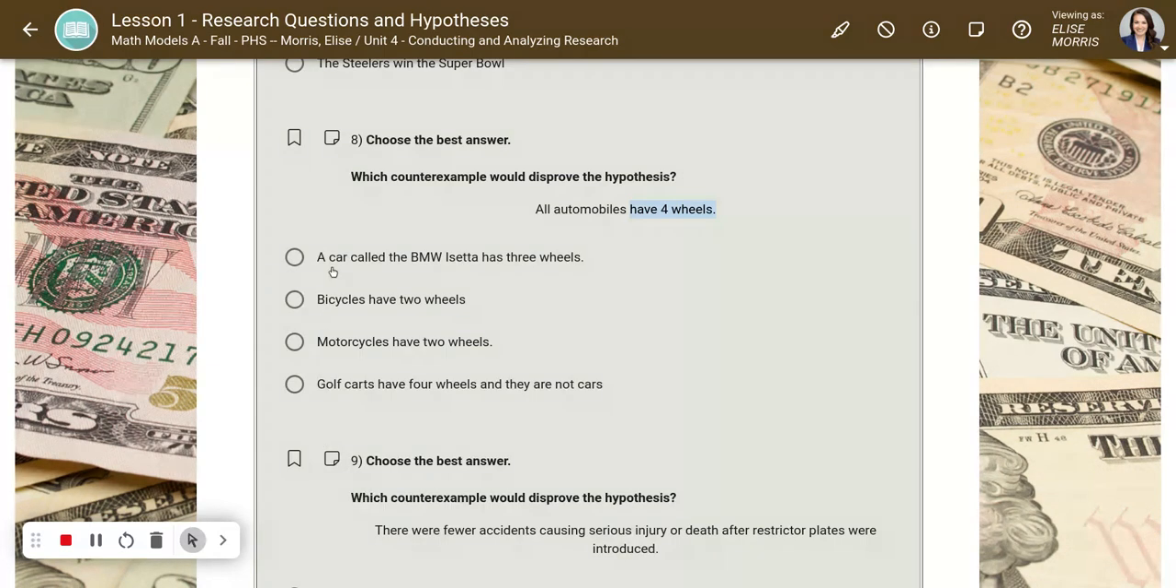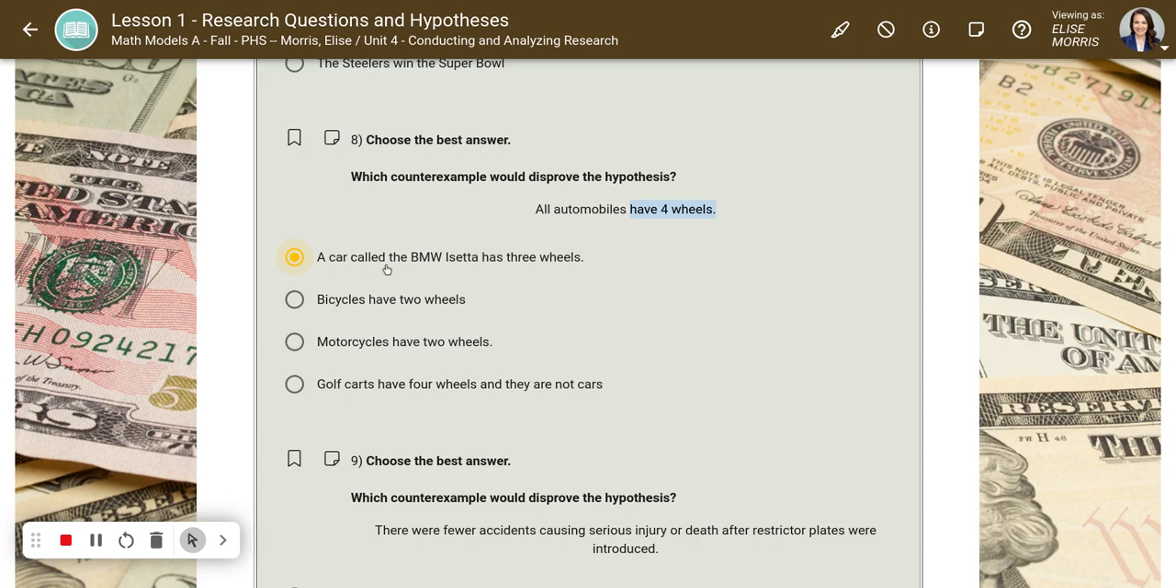Okay, let's see. We have a car called the BMW, I don't know, Isetta, I'm not a car person, has three wheels. Bicycles have two wheels, motorcycles have two wheels, and golf carts have four wheels, and they are not cars. Okay, so you need to select the one that is an automobile that does not have four wheels. So go ahead and pick the one that you think would be correct.